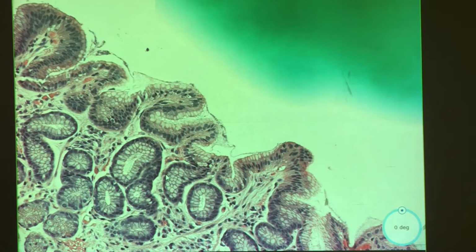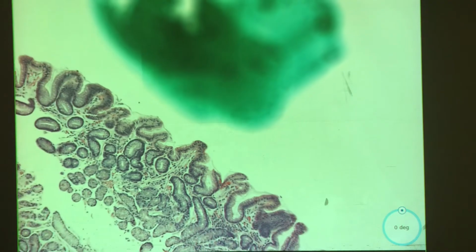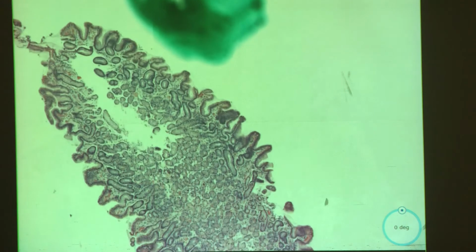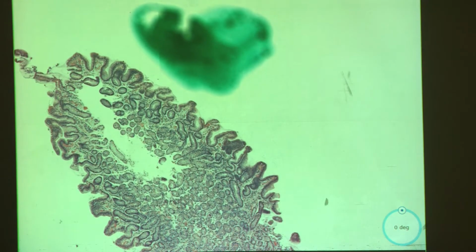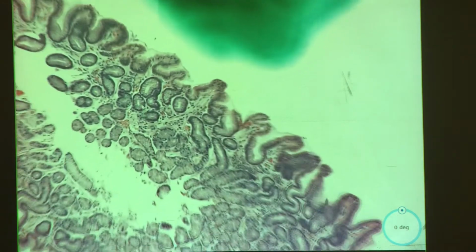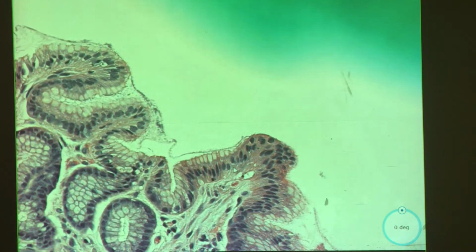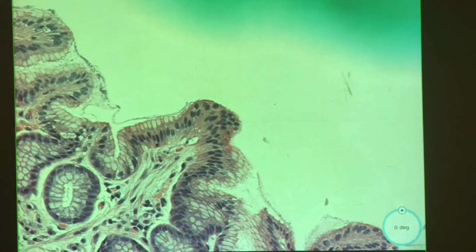Anyways, let's see what we have here. At low power, it kind of looks a little bit disorganized. Maybe not as much inflammation, maybe some, but not like diffuse inflammation. At higher power, you notice some of the epithelial, there's lots of mucin, and maybe some weird stuff going on here.